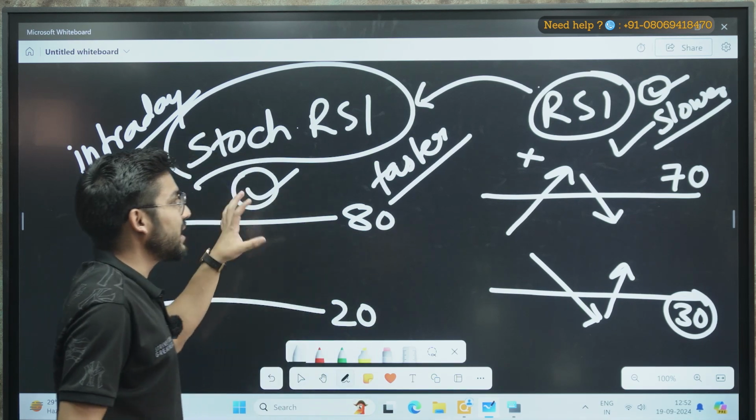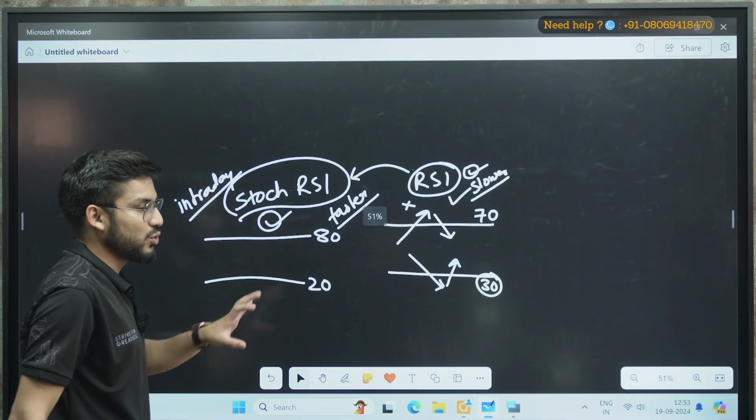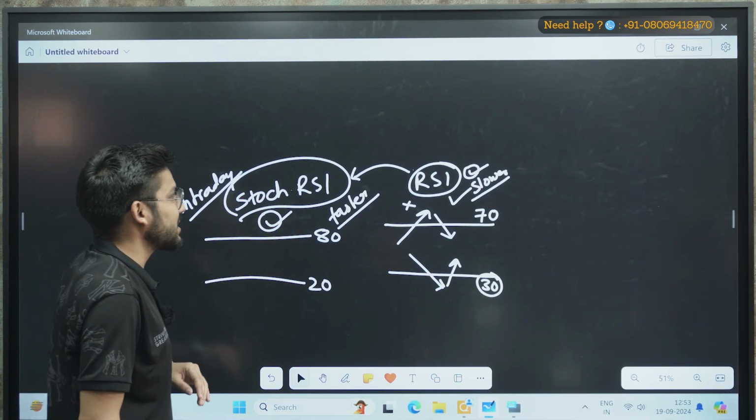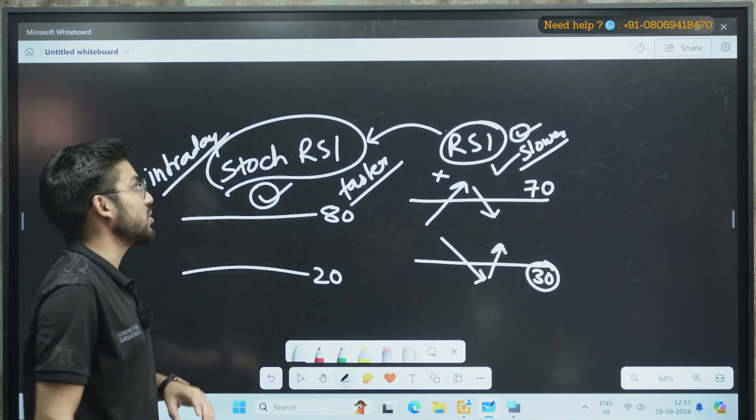Now there are some things you have to keep in mind while you are trading with the Stoch RSI. In Stoch RSI, sometimes you will also get false signals. Why?